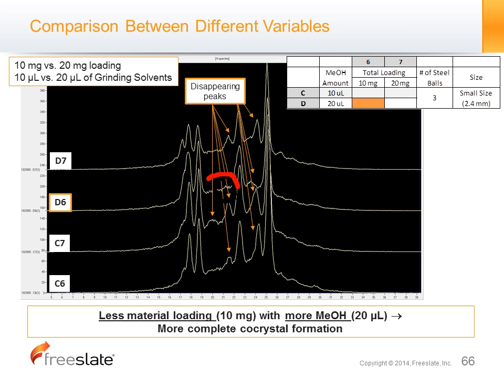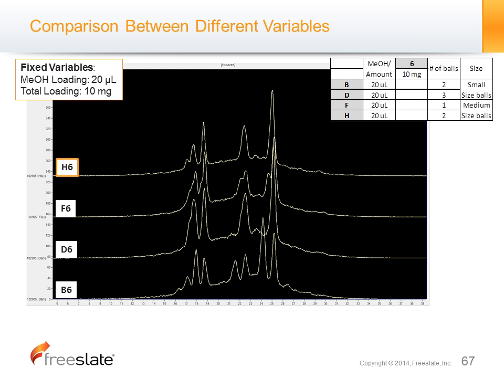Yeah, there's very little of that peak left. Everything else, there's still plenty of that peak staying there. So what's D6 compared to the rest of it? So less material loading, 10 mg versus 20 mg, and more grinding solvent. In this case, 20 microliters with methanol. So now we know that condition is good.